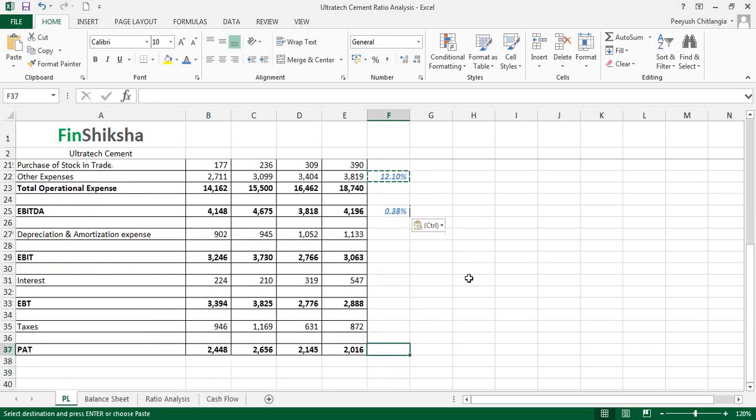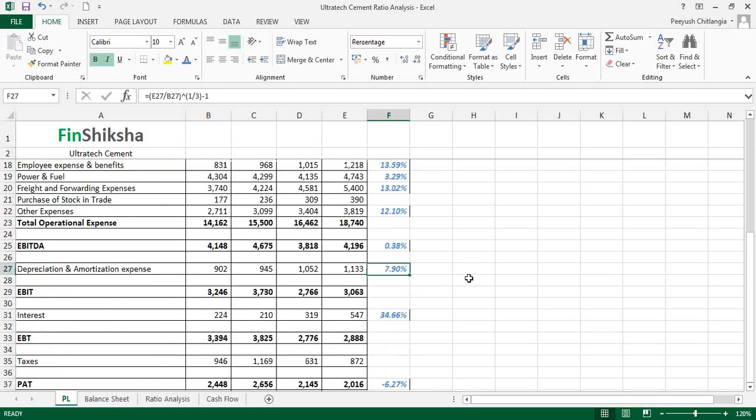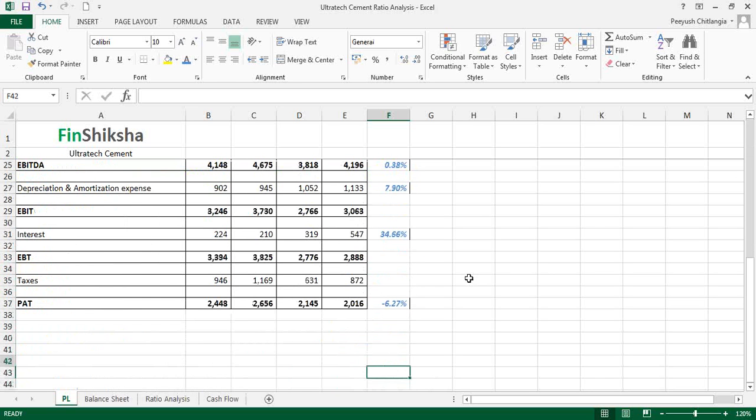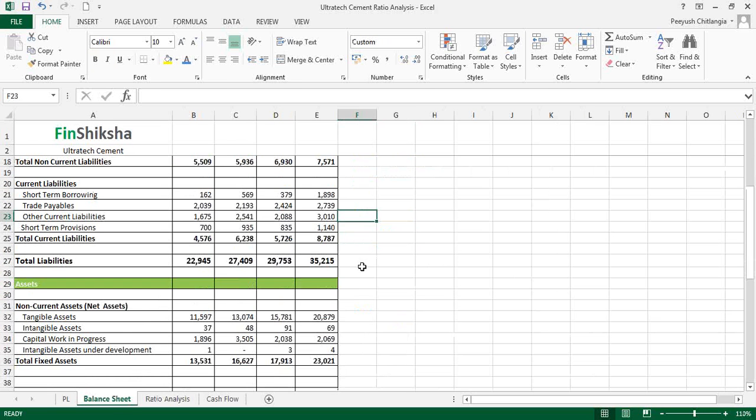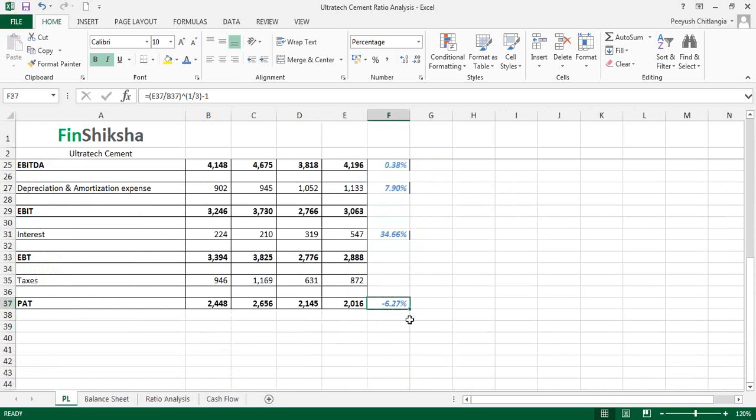And if you go to PAT, we'll see a negative movement here. If we look at the PAT number, we'll see a CAGR which is negative. Why is that? Let's see. Interest has gone up dramatically. Depreciation has gone up almost at the same clip as sales. Sales went up at 7.8, so depreciation also moved at 7.9. That's not the worry. Interest has gone up more over this period, possibly because the company has taken more short-term loans. We saw more short-term loans in the last year, more debt, more interest component that comes in. That is also causing the profitability to decline.